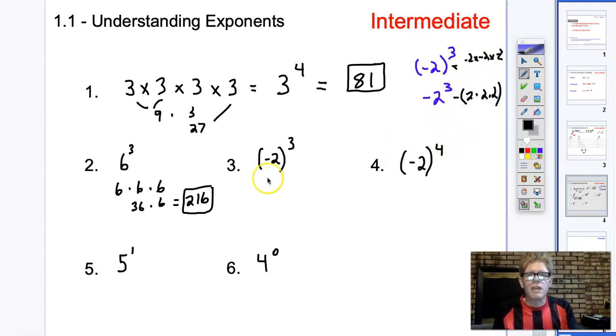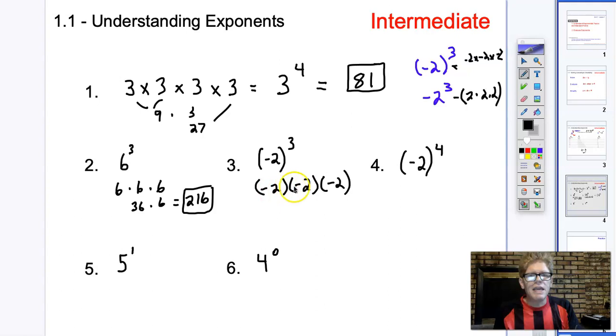So those are two different things. What we're looking for is this one up here. So we're going to take negative 2, and we're going to multiply it by itself 3 times. Now I want you to notice something. First off, let's look at what the sign is going to be.